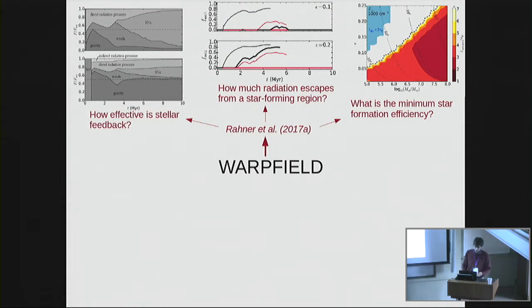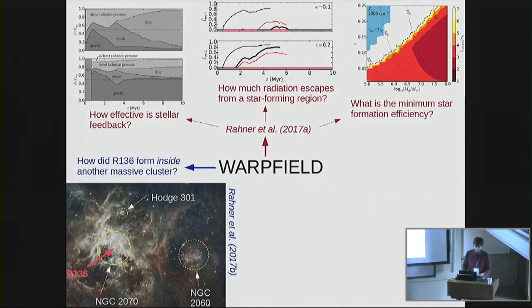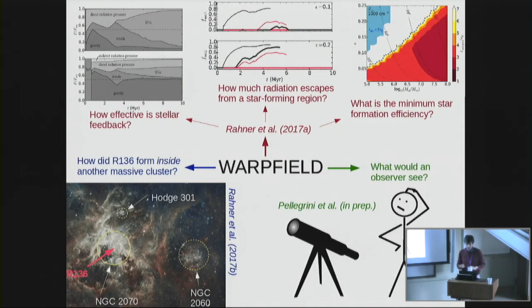We also took this semi-analytic model to another level and tested it against a real system, namely 30 Doradus, and answered the question, or began to answer the question, how it was possible to form a very massive cluster, R136, on the inside of another very massive cluster, namely NGC 2070. And now we're working on doing synthetic observations and asking the question what an observer will see. And I think Eric, in the talk after this, will talk more about this.